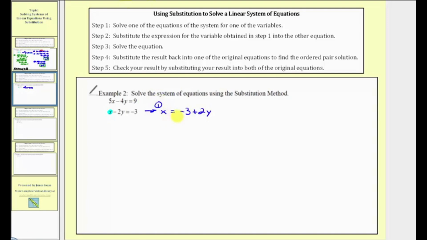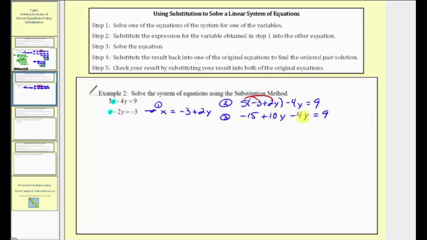Step 2, we'll substitute negative 3 plus 2y for x in the first equation, which would be here. So for step 2, we'll have 5 times the quantity negative 3 plus 2y minus 4y equals 9. Step 3, we want to solve this equation, so we'll distribute 5 here and then solve for y. So we'd have negative 15 plus 10y minus 4y equals 9.